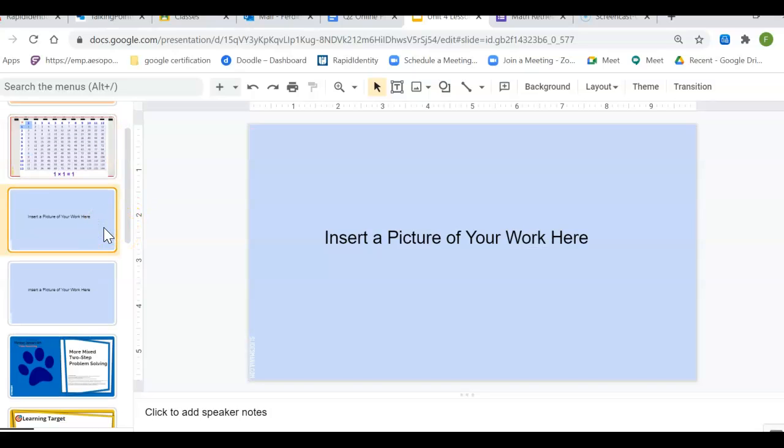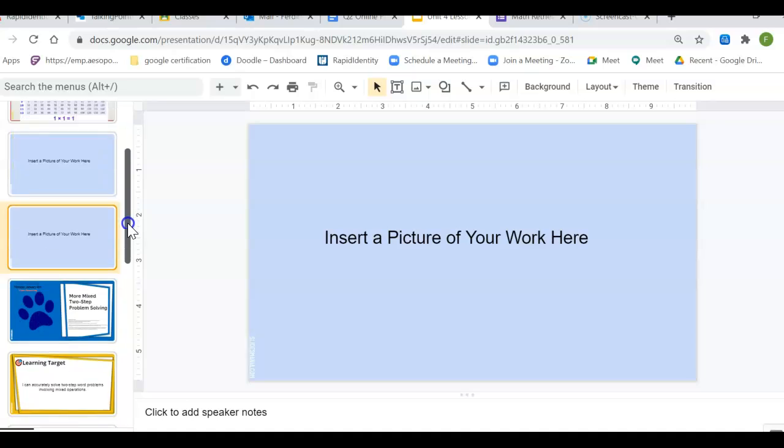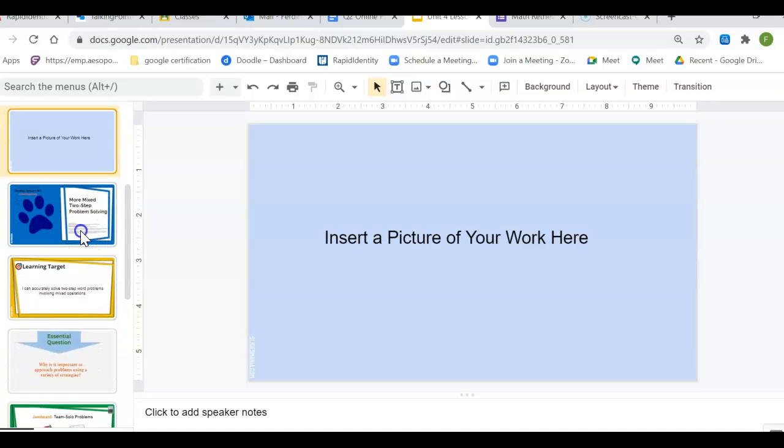Next slide. This is a slide for you to be able to insert your work. Some of the problems you're going to have an opportunity to do on the Jamboard. But if you're doing it in the notebook, then you're going to take a picture of your work and include it right here. And the next slide is for the same thing, inserting a picture of your work.